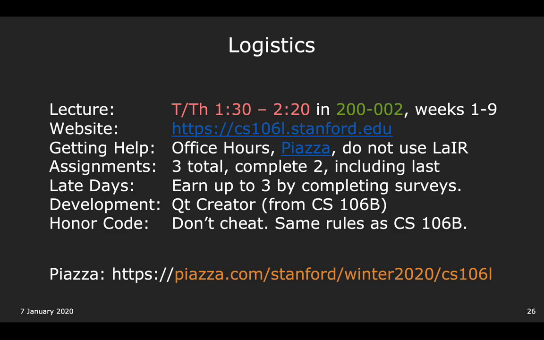For assignments, there are 3 total assignments. You have to complete 2, and the 2 must include the last one. Just so that's clear, there are 8 possible different ways you can do the assignments. Do none of them, and you won't pass the class. If you do all of them, you'll definitely pass the class. If you choose to do 2, you can do the first and the third, or the second and the third. You have to do 2, and it has to include the last one. Make sense?